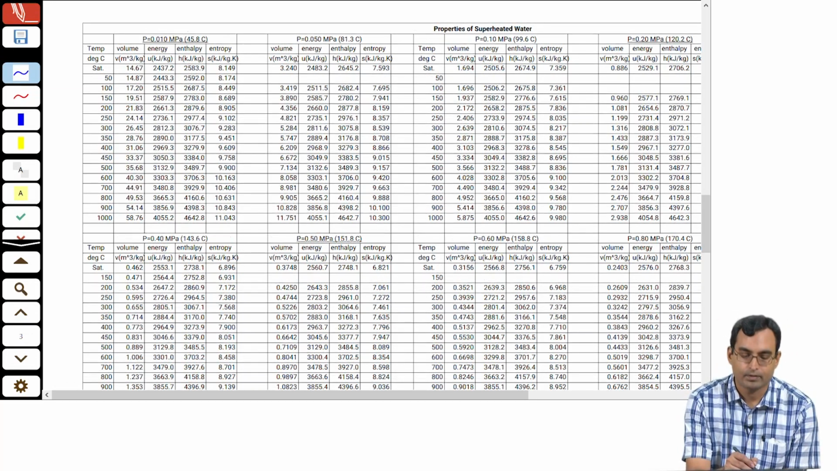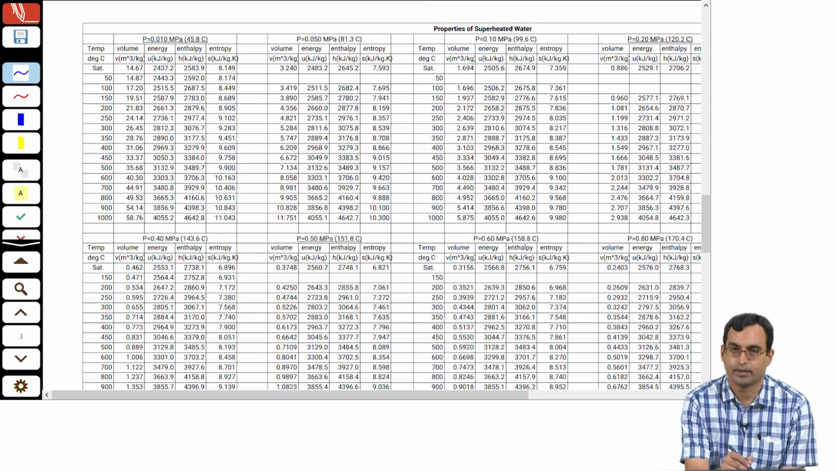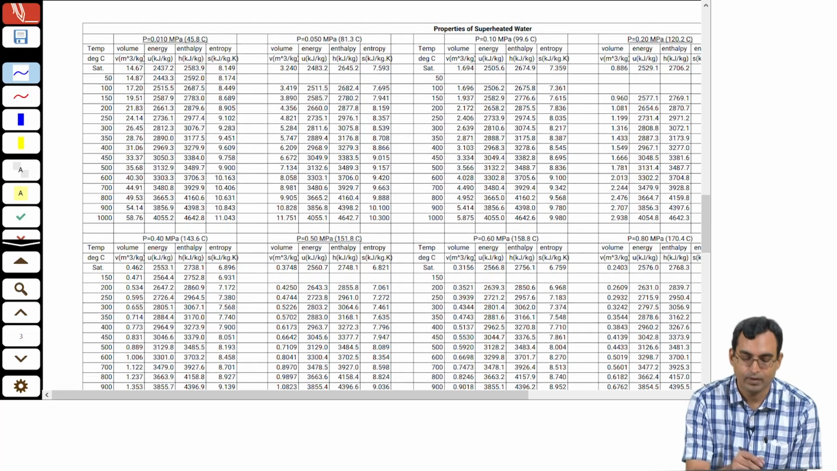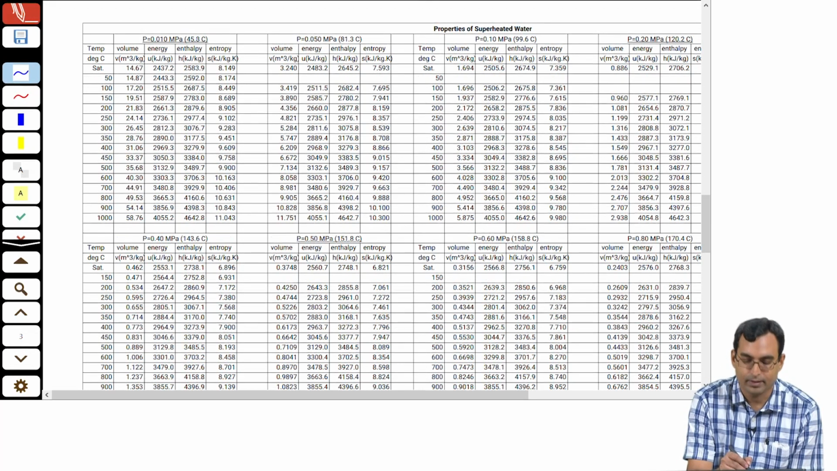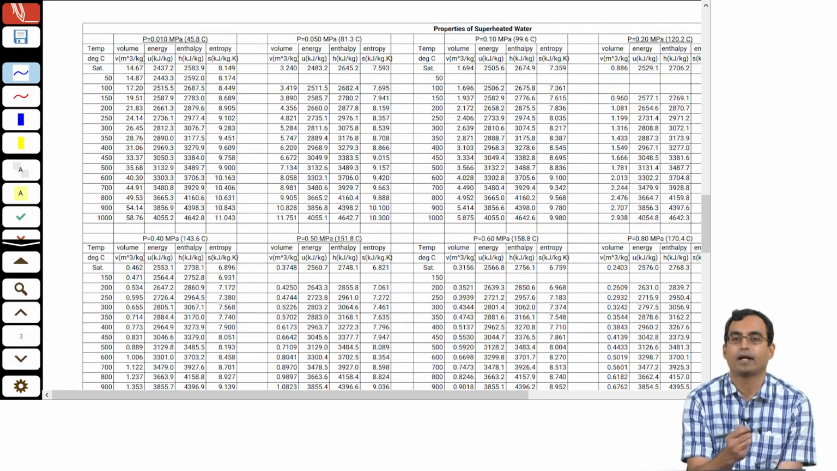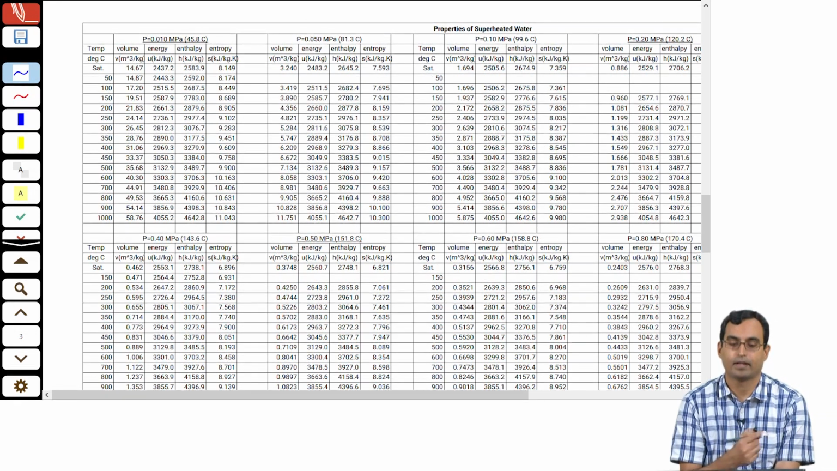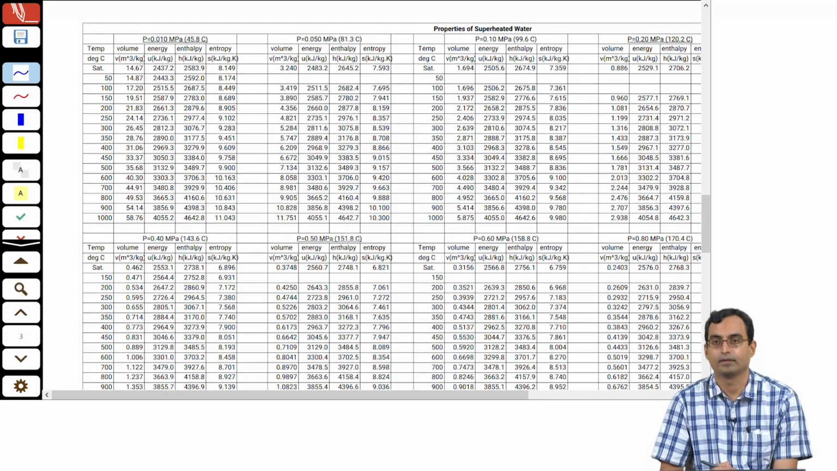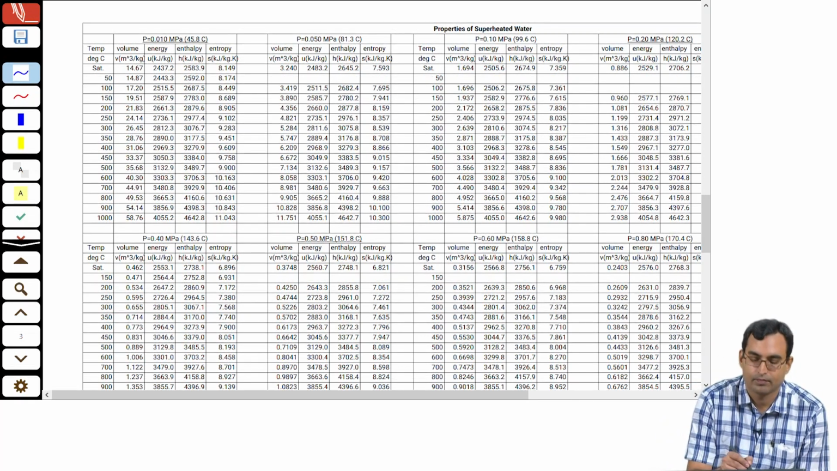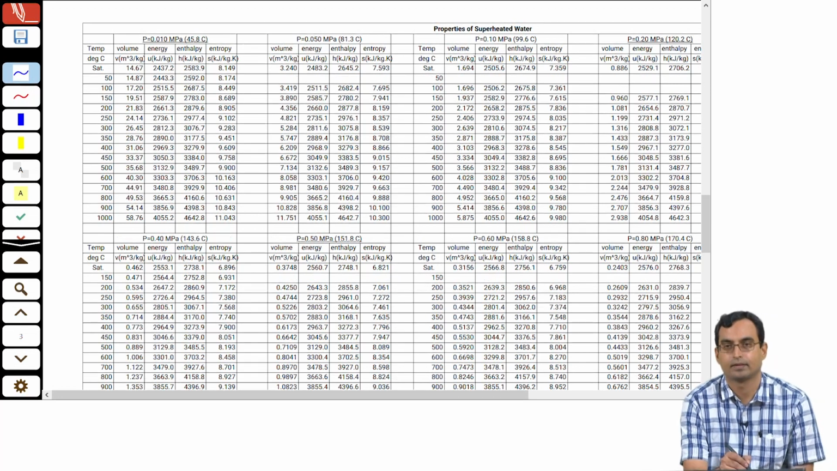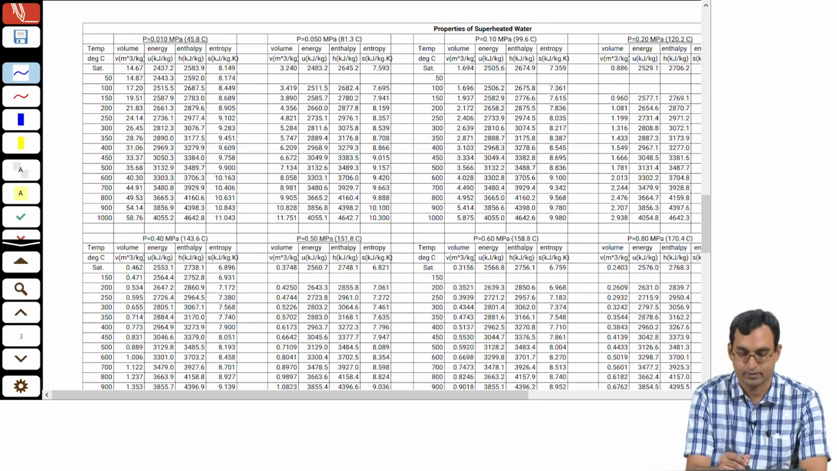So, at this pressure, if you had a temperature less than this, it would be in liquid state. So, we will not have those properties here. If it is at this condition, then we should look at the previous tables which had properties of saturated liquid. So, we only use these tables if for this pressure we are looking at a temperature greater than this saturation condition.